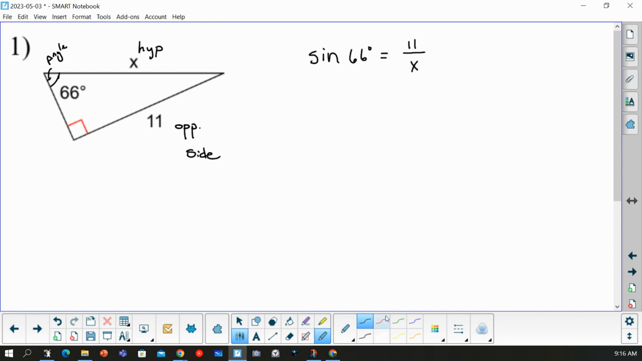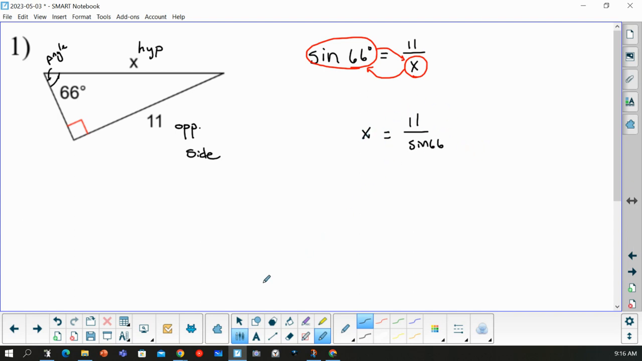Now when I go to solve this, I'm going to take this denominator, and this number over here, this represents a number, sine 66. And I taught you a shortcut where these could trade places. So that's what I'm going to do. I'm going to keep my 11 right where it's at. In the denominator, instead of having x, I'm going to have the sine of 66. Over here, I'm going to have my x.